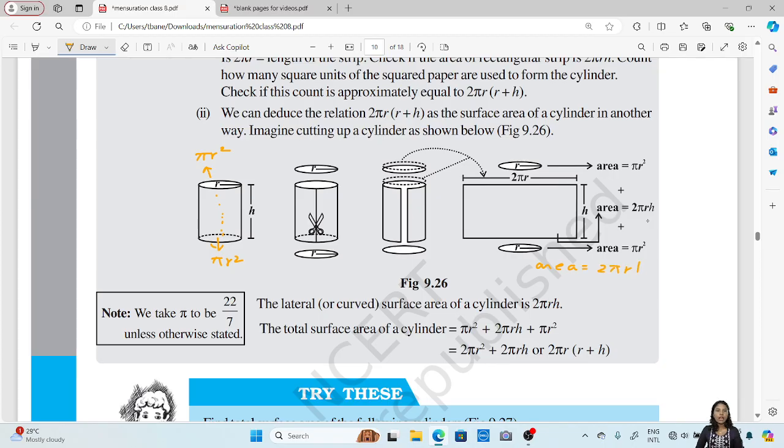And this area will be what? 2 pi r h. So now what it is saying is that we have how many faces? We have two faces. So two faces will be what? We'll have 2 pi r square plus we'll have 2 pi r h. Or what we can do here, there is pi r common, so we can take it out. We write 2 pi r (r plus h). So this gives us the total surface area of a cylinder.